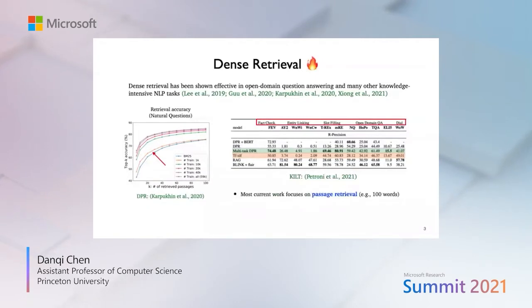So far, most existing work focuses on passage retrieval. For example, DPR chooses to use 100-word text blocks as the size of the passages. Some recent work shows that if you increase the passage length, using fixed length vectors can be not expressive enough to encode all the information and leads to a performance drop.